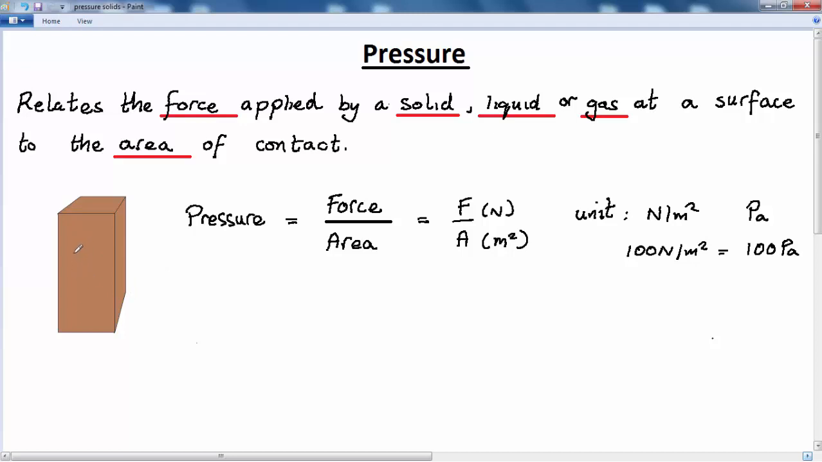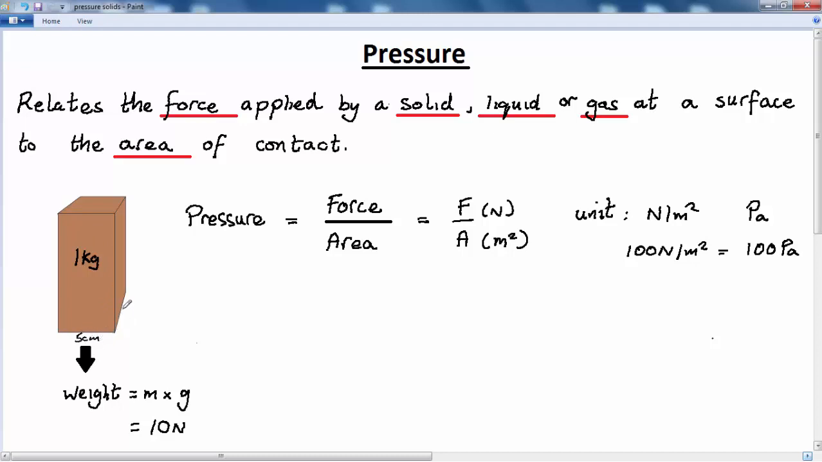For example, we have a brick. Suppose we have a brick here which has a mass of 1 kilogram. Now it's sitting on a surface, and so it exerts a force on that surface equal to its weight, and its weight is equal to its mass multiplied by the force due to gravity, which in this case we will treat as 10 newtons per kilogram, and so we can say that the force applied by this brick on the surface is 10 newtons.